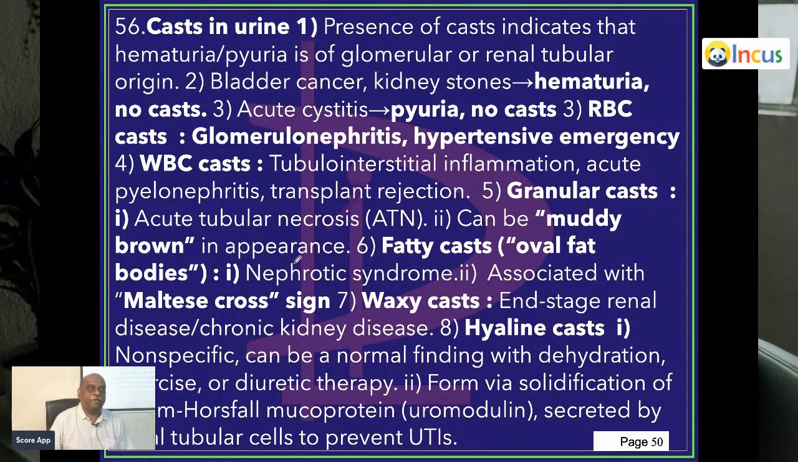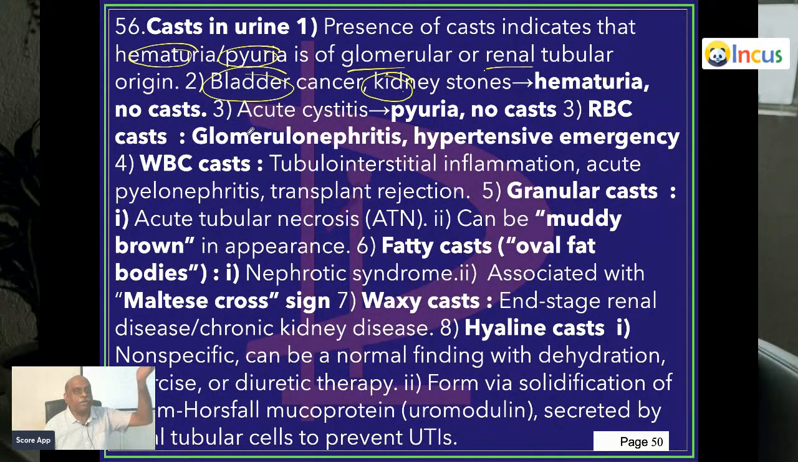Now, doctor, different casts in the urine, one of the favorite questions. So typically cast means there is either hematuria or pyuria. It may be originating glomerular or it may be renal tubular. Agreed? So whenever there is any bladder cancer or whenever there are any kidney stones, you get frank hematuria, not cast. Understand? If cast is there, means the pathology is at the level of the glomerulus or the tubule.